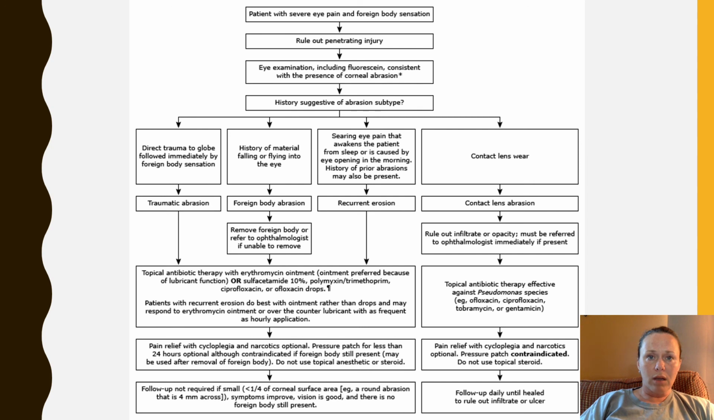And here you pause. There's a little chart that kind of gives you the steps of it. I thought it was a good chart.